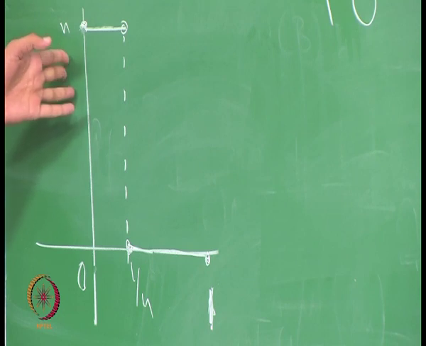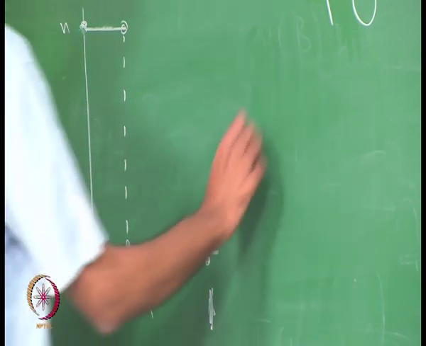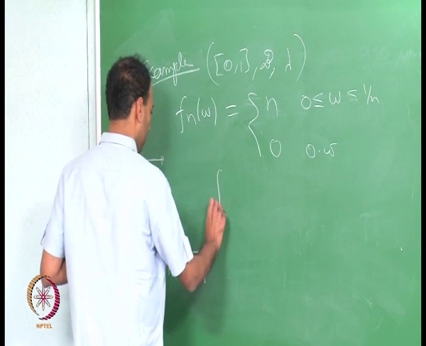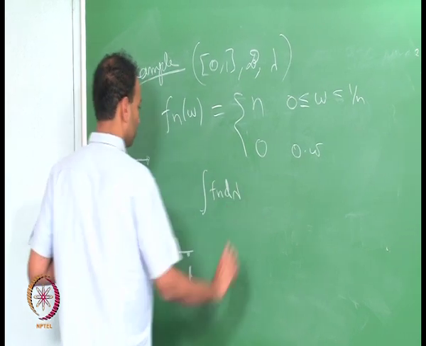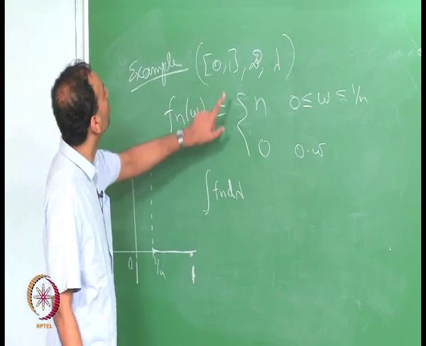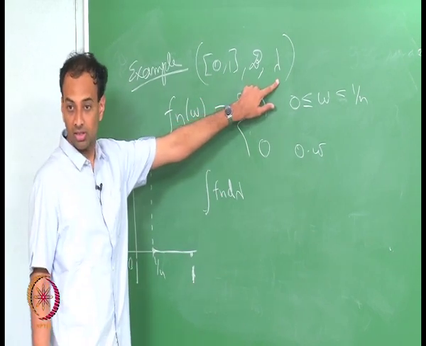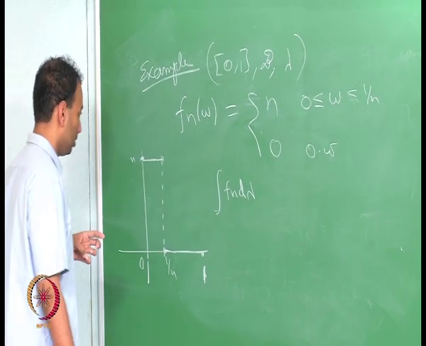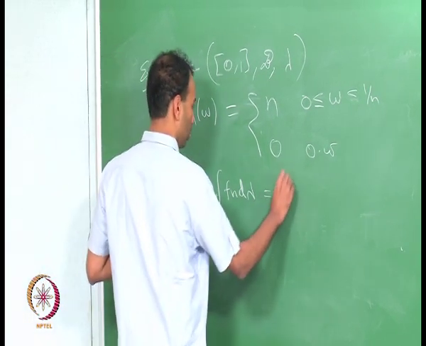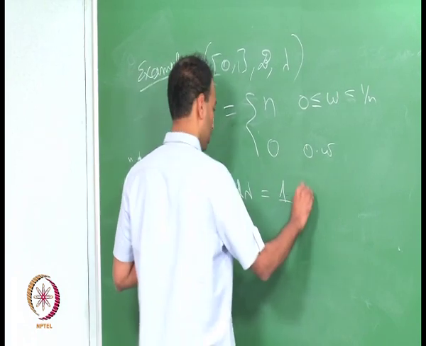Here you will see that, what is the integral of f_n d lambda? I am going to integrate f_n with Lebesgue measure. The integral of f_n d lambda will be equal to 1, for all n this is equal to 1.